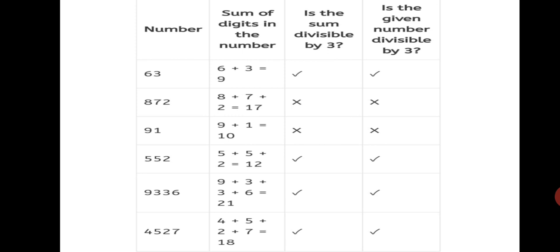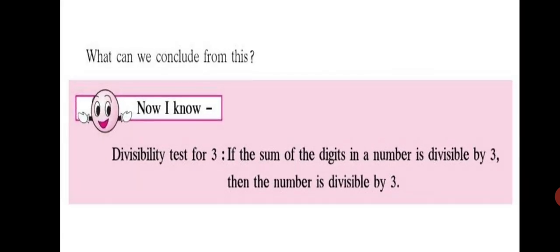So what can we conclude from this? Now I know divisibility test for 3 says if the sum of the digits in a number is divisible by 3, then the number is divisible by 3. Sum of the digits means you have to add the digits. Alright. So this is the divisibility test for 3 which you will conduct whenever you have to solve sums using the test of divisibility by 3. Now like this, we are going to learn a few more tests of divisibility.